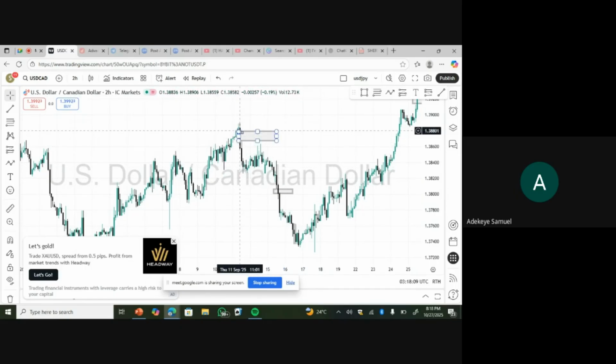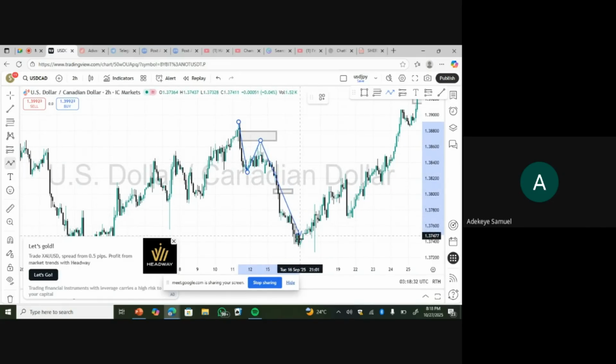This zone, the low of the first candle and the high of the third candle for a bearish setup, is our fair value gap. Can you see the market come back? After the confirmation, the market came back here and did what? That's how to use fair value gap to make money trading the financial market.